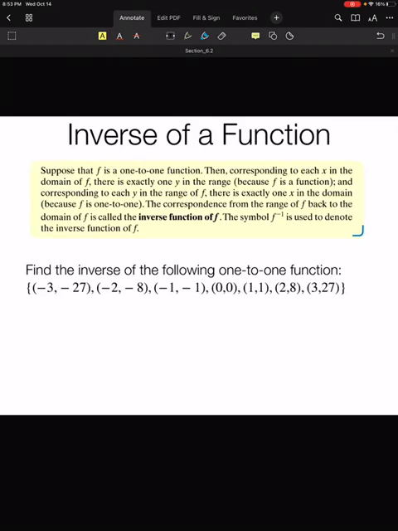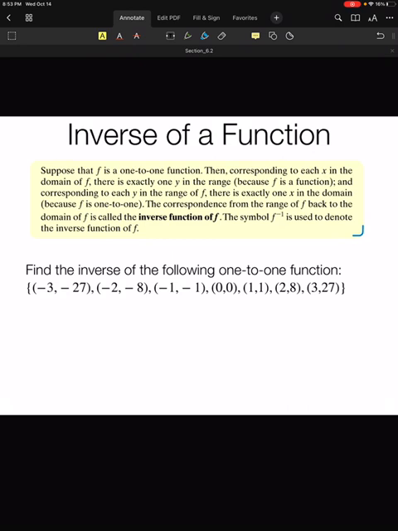Hi everyone. In this video we're going to begin to talk about an inverse function. Inverse functions play an important role in the rest of the topics that we cover in this course and in all of mathematics. And so this is an extremely important section for us. First we need to define what an inverse function is.